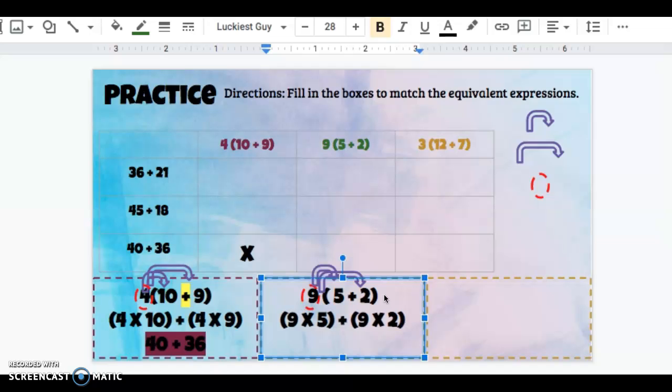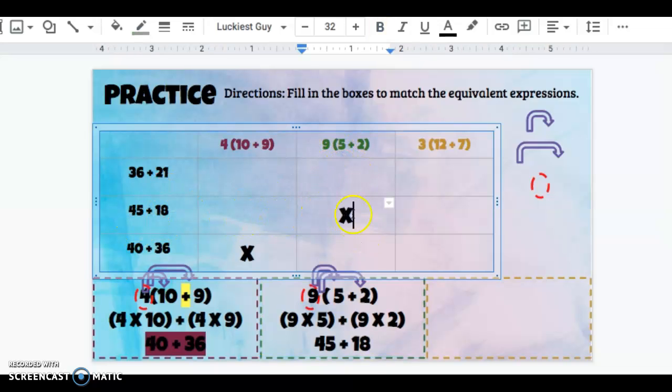So then you sit there and solve. 9 times 5, 45, plus 9 times 2, 18. So then I look and see, okay, where do they meet? 45 plus 18, they meet right here, so I put an X.